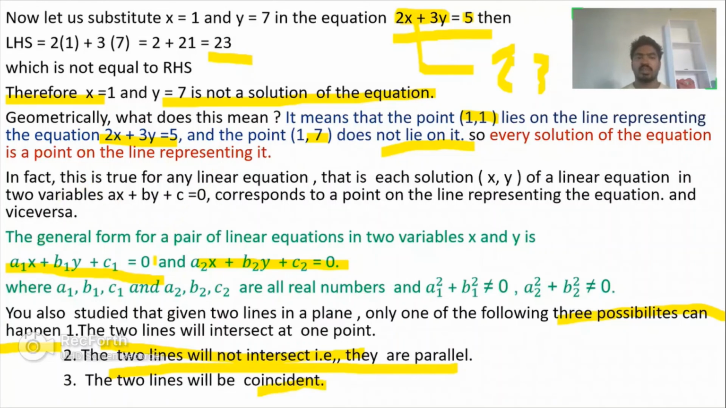See what they are saying. If we have a general pair of linear equations, a1x plus b1y plus c1 equals 0 and a2x plus b2y plus c2 equals 0, when both lines are represented in the same graph, there are three possible conditions. One is the two lines intersect at one point, the second is the two lines do not intersect, that is, they are parallel, or the third condition, the two lines will be coincident.